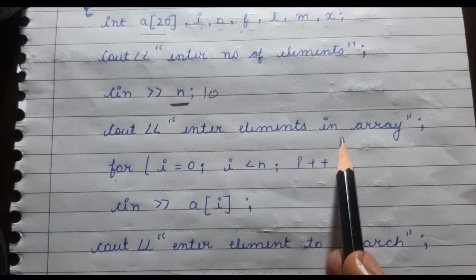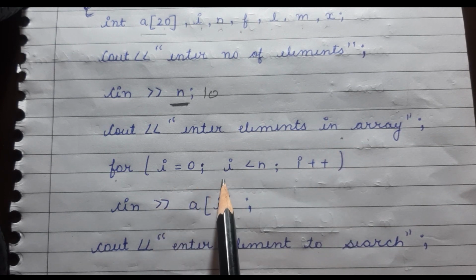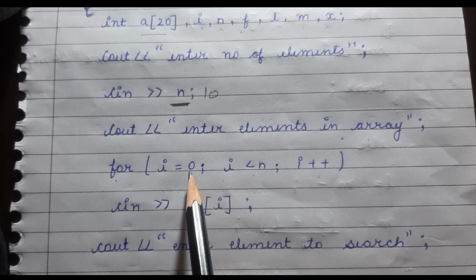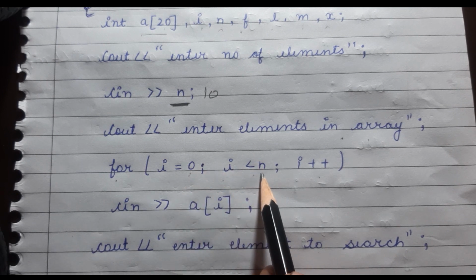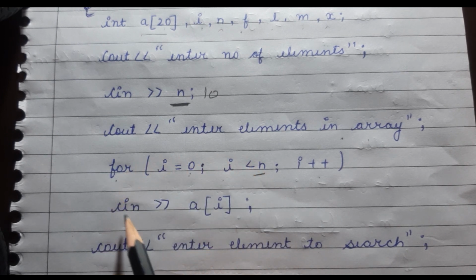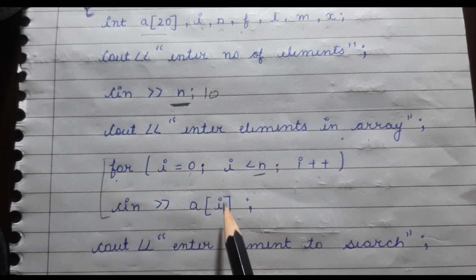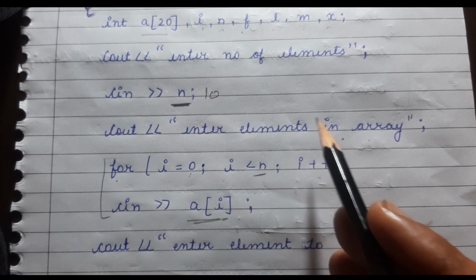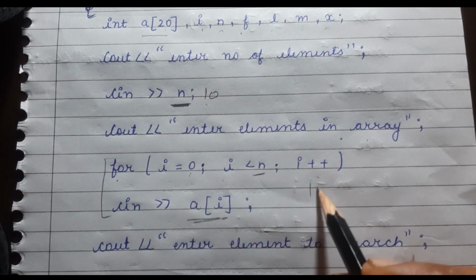This is just a message that will display as such on the output screen. After this, using this for loop, I start from 0, i less than n, i plus plus. Now your loop starts from 0 and goes until n minus 1. So n times this loop is executed, and you entered how many elements? N elements.